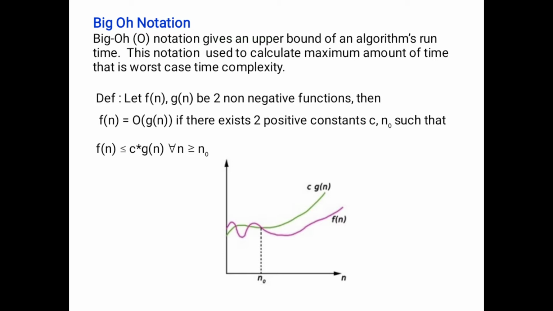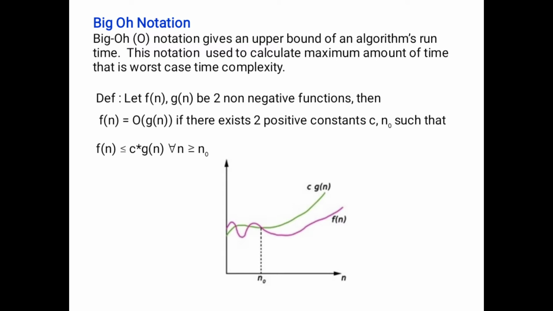Here to remember the main points: first, the upper bound of an algorithm; second, the maximum amount of time; third, the worst case time complexity. These are the three main points noted from big O notation. Now the definition of big O notation. Let f of n and g of n be non-negative functions. In this case two main functions are there, f of n and g of n. Then we take two positive constants, c and n naught.